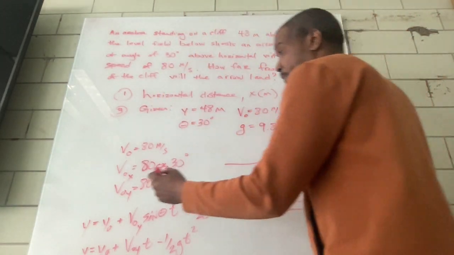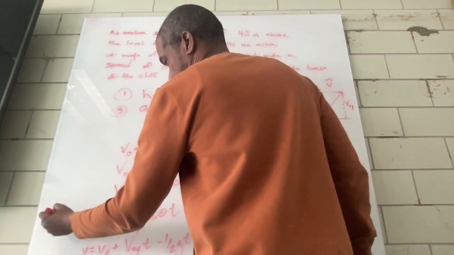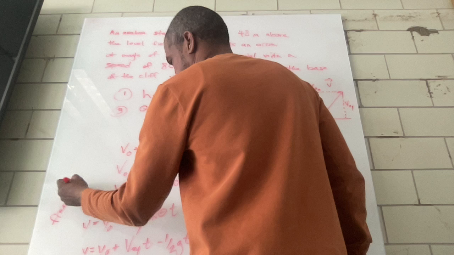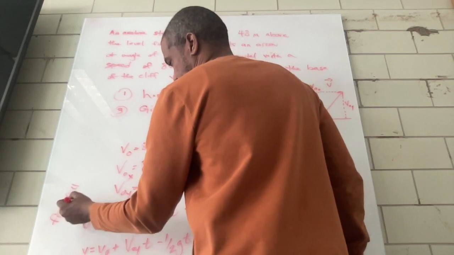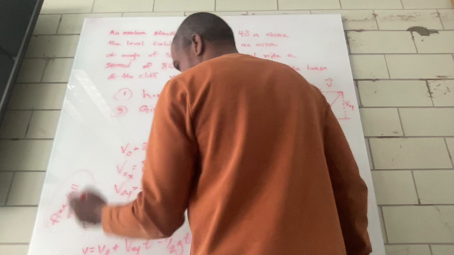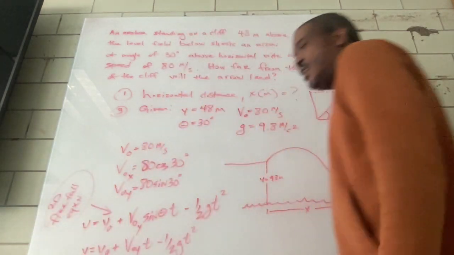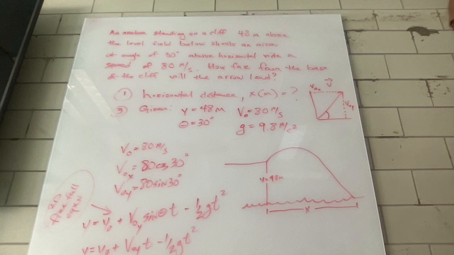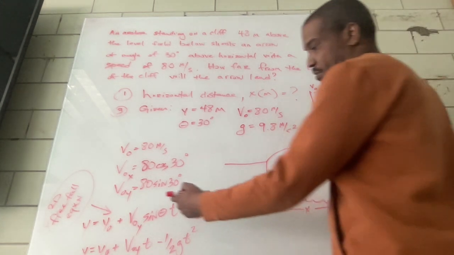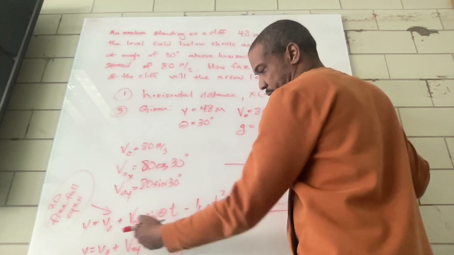So this is the free fall equation, right? Free fall. This is the free fall for 2 dimensions. The 2D free fall equation. So we're just going to have this 80 sine theta, 30, that's going to go right here.